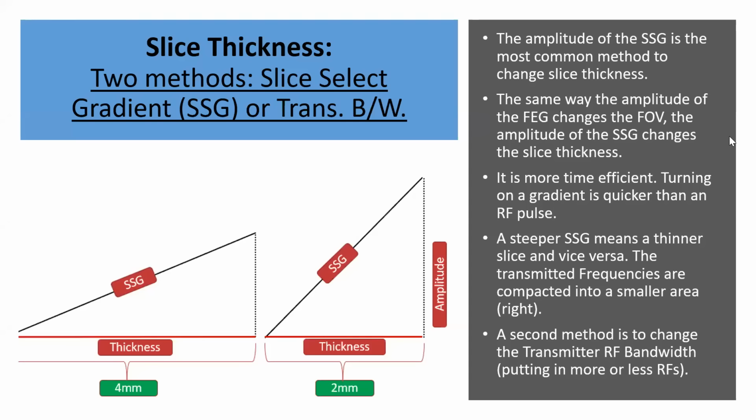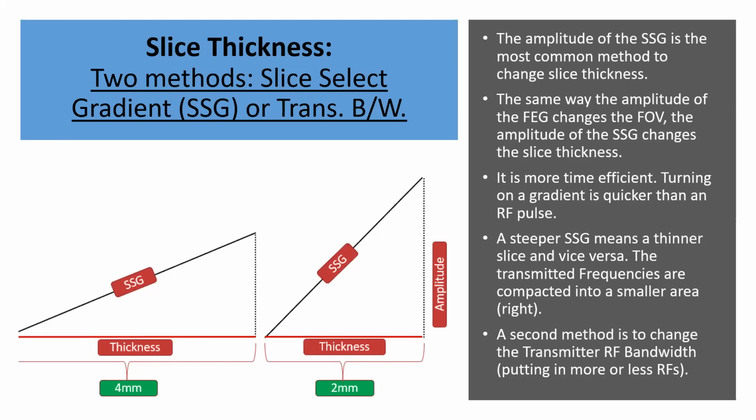Okay, so let's go on to slice thickness. Now, there are 2 methods of slice thickness adjustment. There's slice select gradient amplitude, and there's transmitter bandwidth. The most common and the most time efficient is slice select gradient change. So it's basically the same as field of view. If you have a shallow slice select gradient, you're going to get a thicker slice.